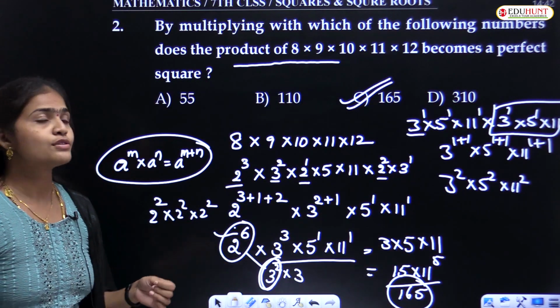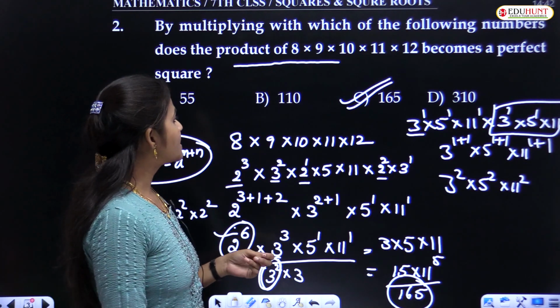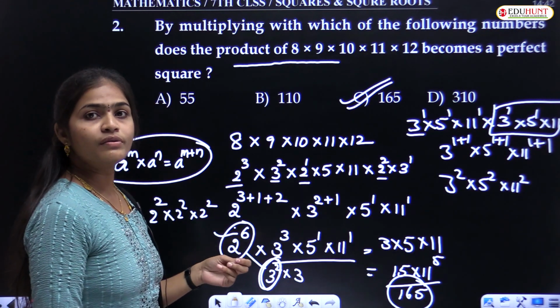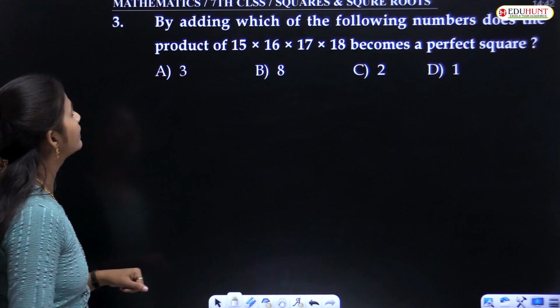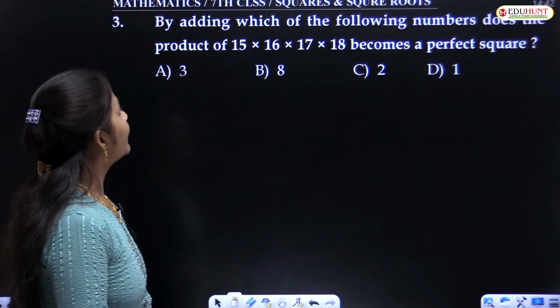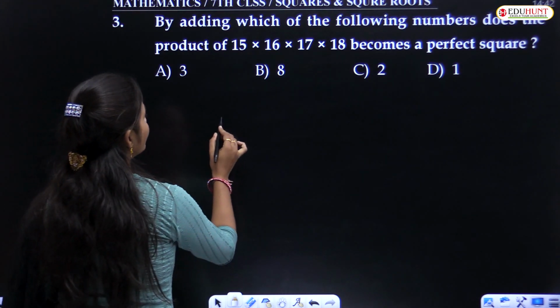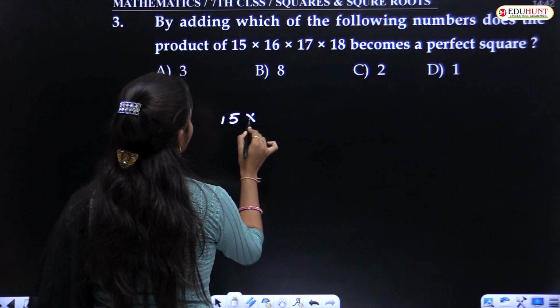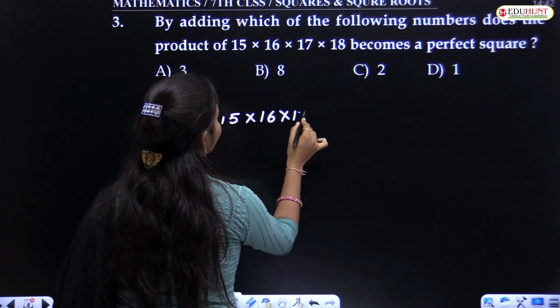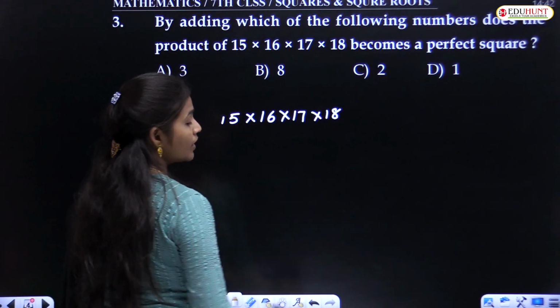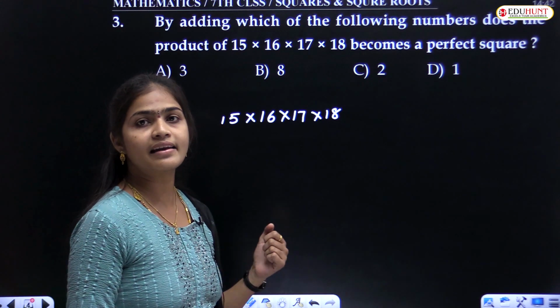Is it clear? So this is that second problem. Option C is the correct answer. Now we will see the next one, the third one. By adding which of the following numbers does the product of... this is also just like the previous one only. But here they are asking which number we need to add.